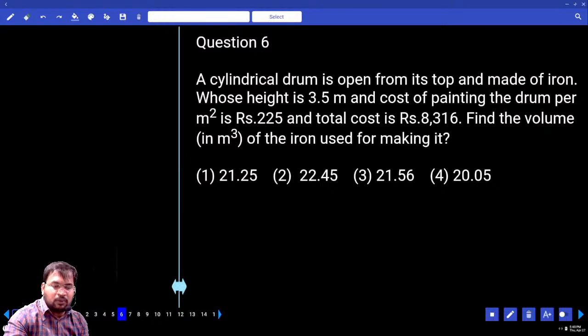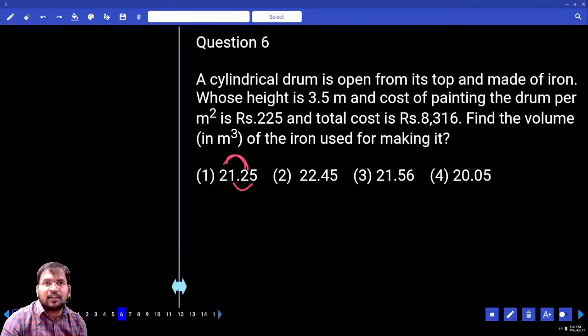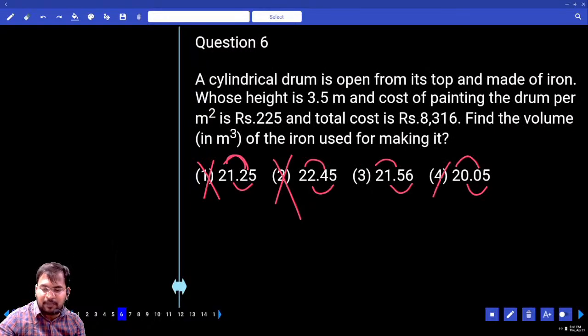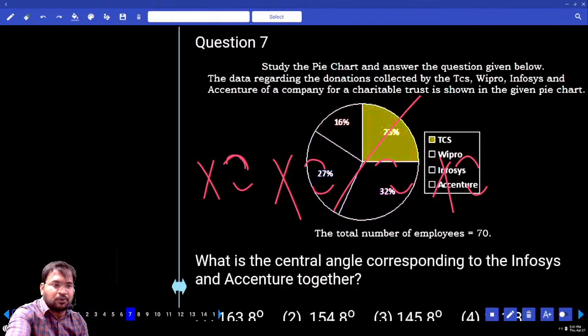See here, 2 2 2 2 4 1 6 1 5 6. Is it possible? 2 4 6. Is it possible? 2 5 1 6. Yes, possibility is there. 2 0 2 0 5 5. Is it possible? The answer is 3. Next question.